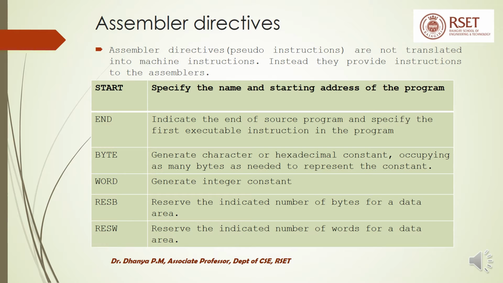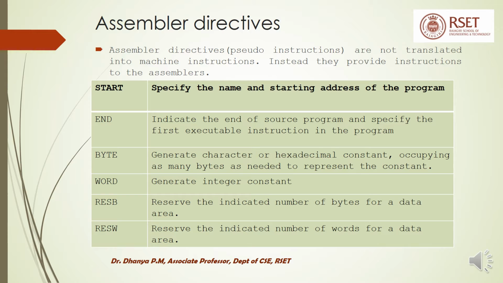Before moving to SIC instructions, we have to see what assembler directives are. We know that the function of an assembler is to convert assembly level language to machine language. But there are certain instructions which are not converted into machine instructions. They are called assembler directives or otherwise pseudo instructions. The purpose of these assembler directives is to provide instructions to assemblers.